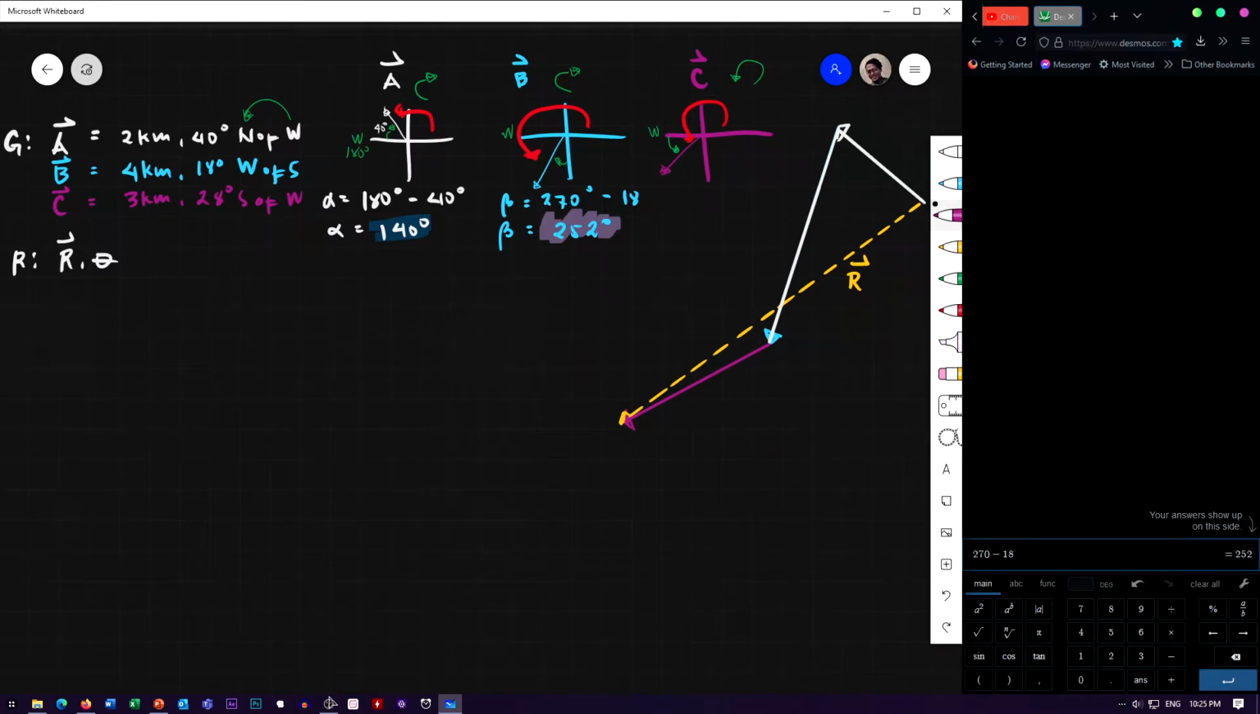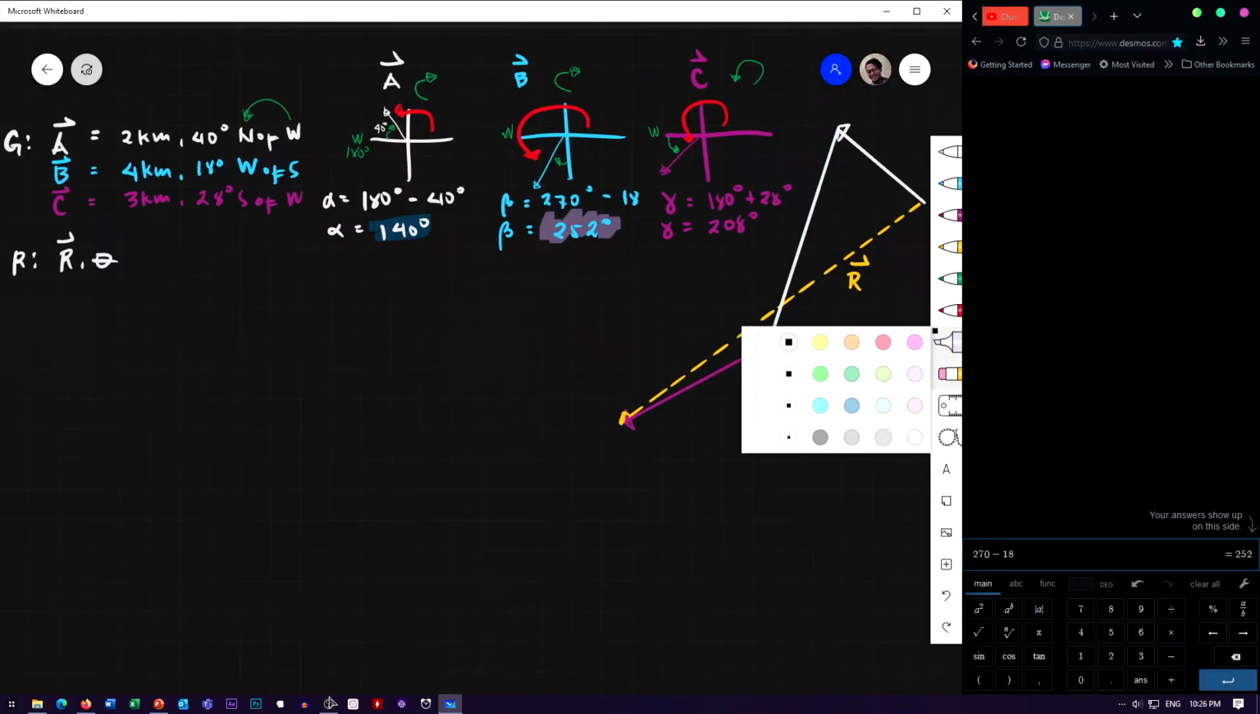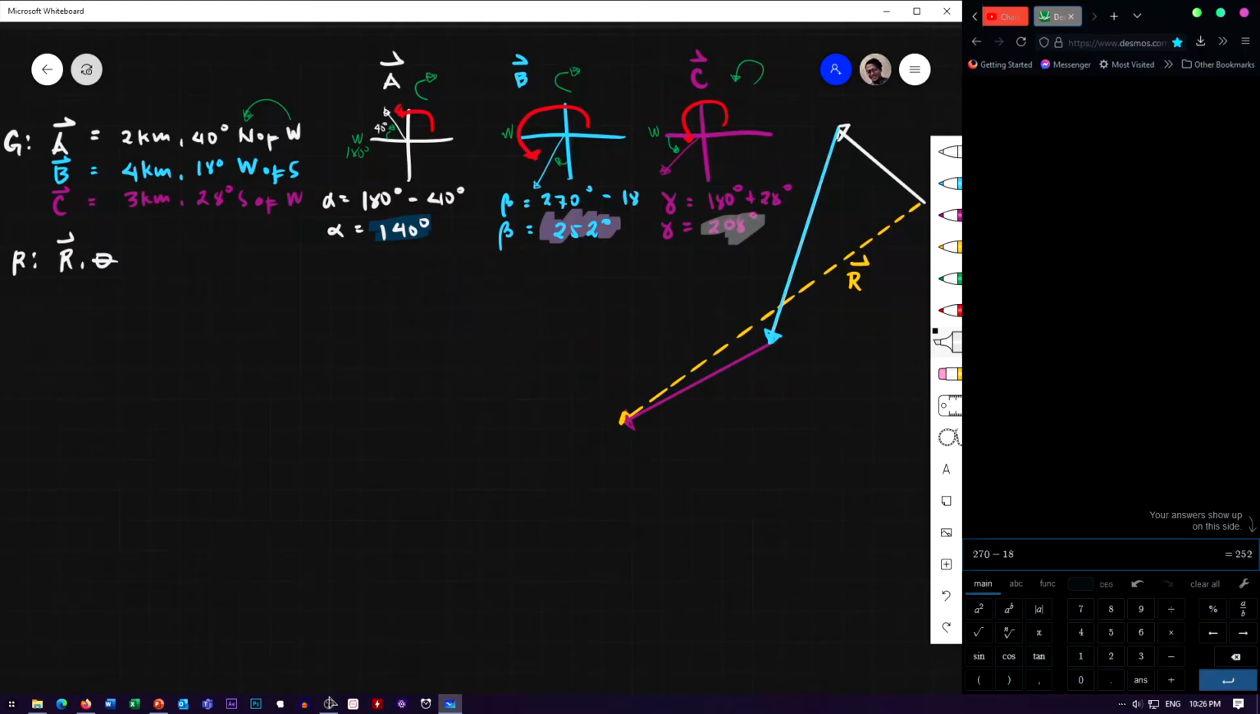Okay, so for this one we have gamma. I'm going to use gamma. So this is 28. So since it is counterclockwise, it is gonna be addition. Okay, so 180 degrees is starting from the west, right? West is 180 degrees plus 28. Okay, so our gamma is 208. All right, so far so good, hopefully.